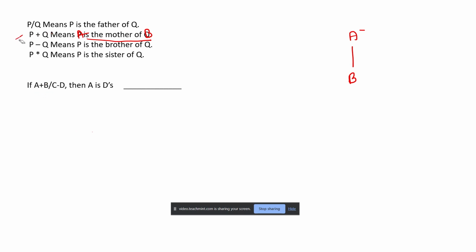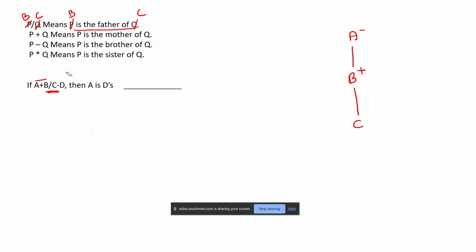Once you are done with A and B, let's go to the next two letters, which are B by C. That means P is B and Q is C. So replace P with B and Q with C. So B is the father of C. B is a male person, whose father? C's father. Father means one more generation. Then you write C.